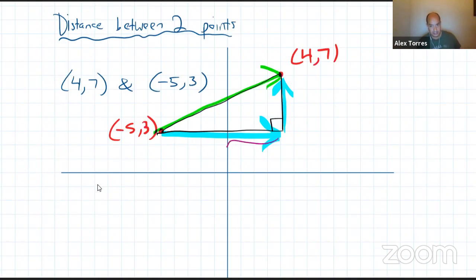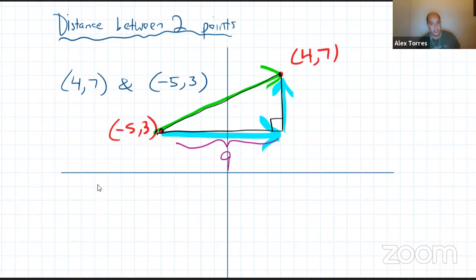Well, the horizontal distance is the distance between x equals -5 and x equals 4. You can see that as going 5 in this direction and 4 in that direction if you are more of a visual thinker, which would be 9.